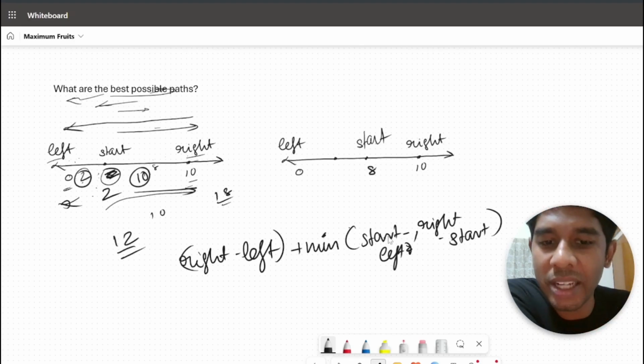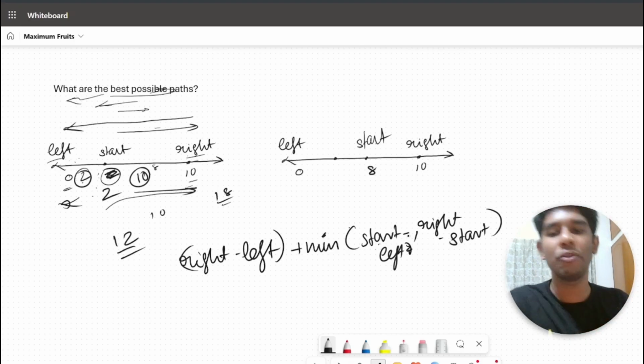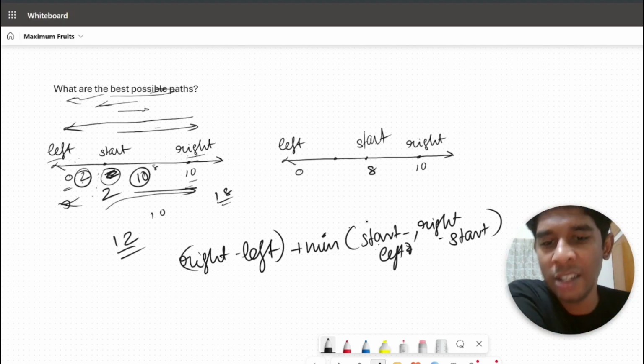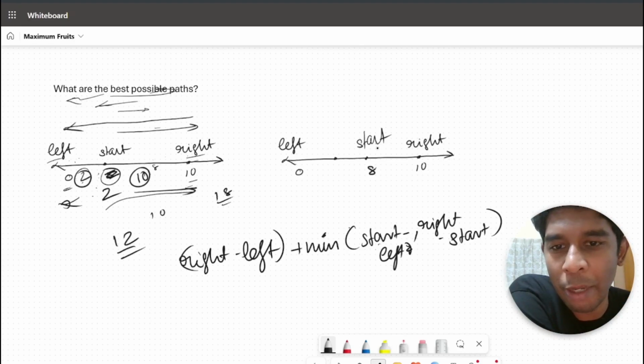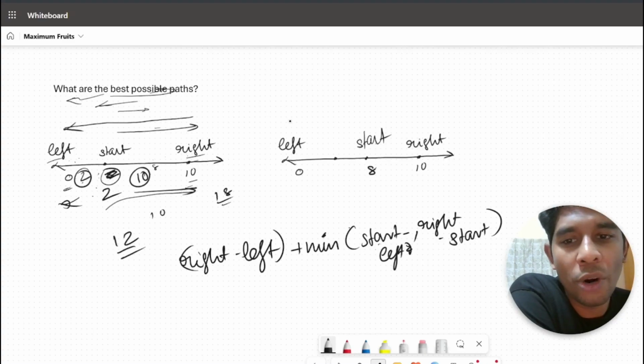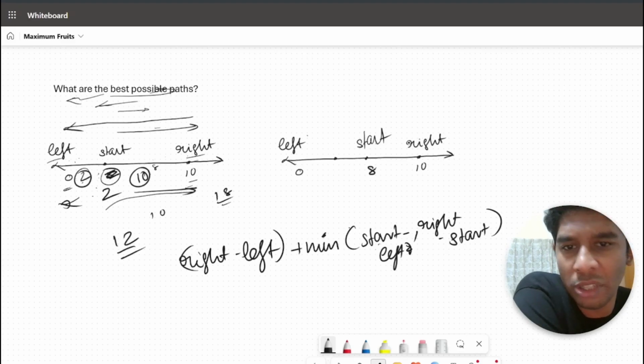So the minimum of right minus start and start minus left would give you the closer end, right? The value of the closer end. Let's take the same equation on this line to prove it. I want to find the minimum k value where I cross all these fruits. Right minus left is 10 minus 0, which is 10. Start minus left is 8, and right minus start is 2. So the minimum of 8 and 2 will give me 2.